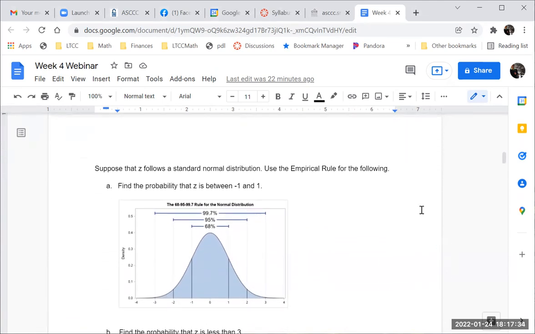Part A: let's suppose that Z follows a standard normal distribution. That means that picture. Use the empirical rule for the following. Find the probability that Z is between -1 and 1. And you should all be able to easily do this from the picture. What's that probability?